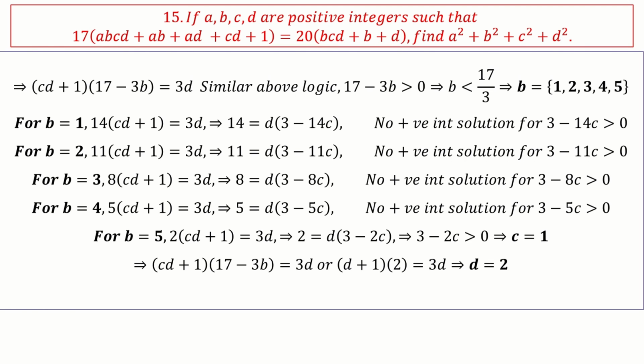Now I have my A, B, C, D. All values are there. A equal to 1, B equal to 5, C equal to 1, D equal to 2. So my A square plus B square plus C square plus D square equal to 31. That's the answer.